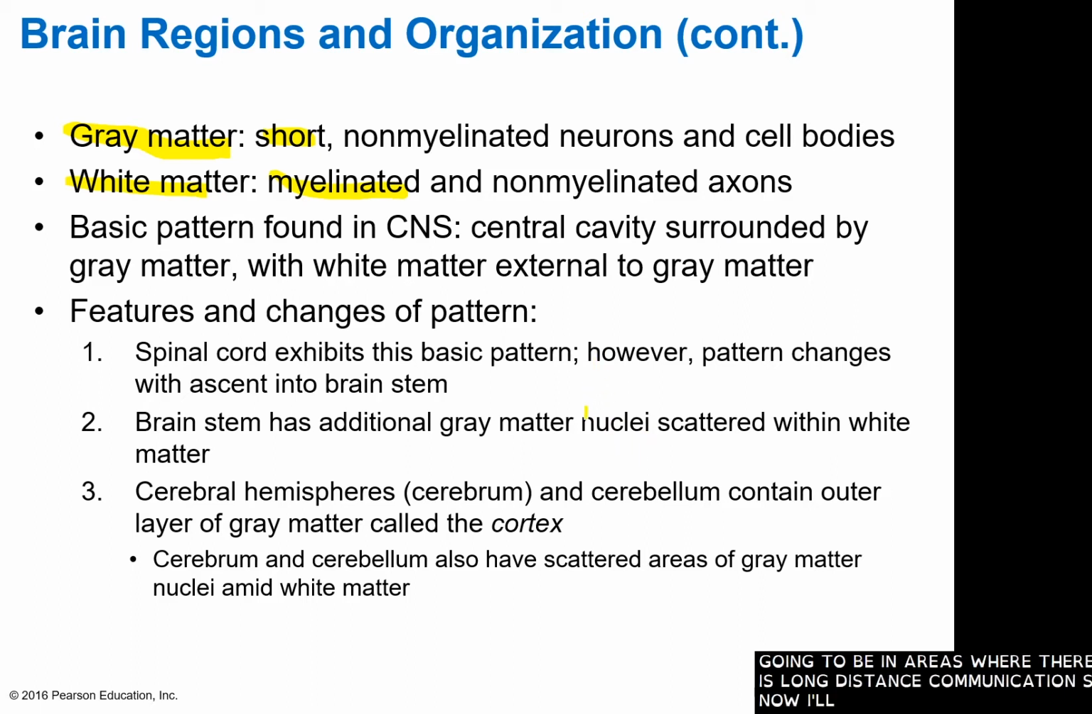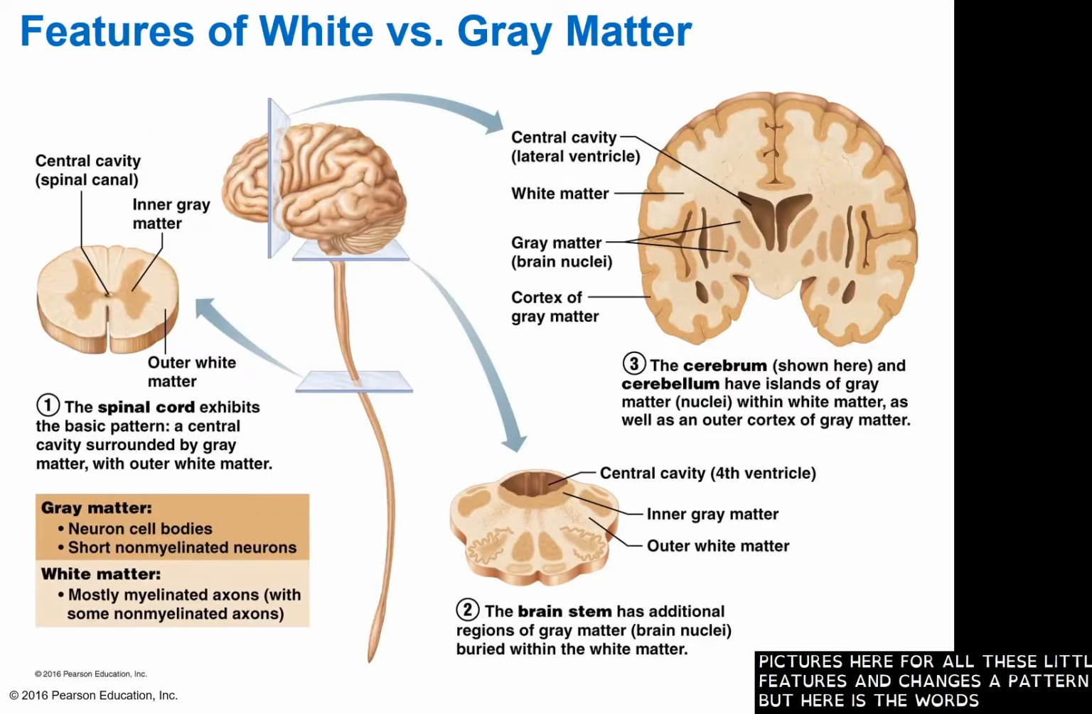So now I'll show this next on the pictures here for all these little features and changes of pattern, but here is the words that summarize that. But here, looking at the different sections, let's start down here in the midsection of the spinal cord. And this is a typical representation of a spinal cord. We have all the white matter surrounding a region of gray matter in the middle.